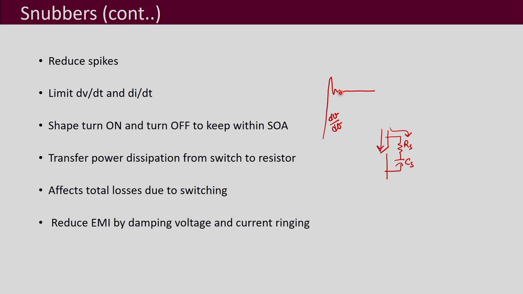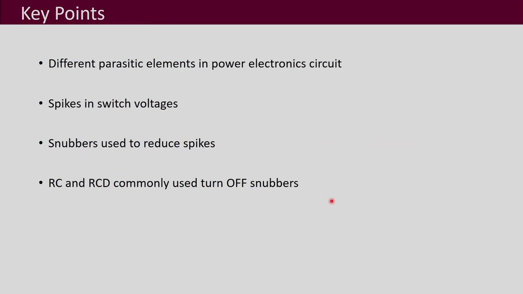I'm not saying that it is a great solution for reducing EMI, but it definitely affects the EMI to a certain extent. So what are the key points of this lecture? What we discussed here is that there are different parasitic elements present in power electronic circuits, and they lead to spikes in switch voltages, and that may damage the device. To reduce that, we use snubbers. And the widely used turn off snubbers are RC snubbers and RCD snubbers.